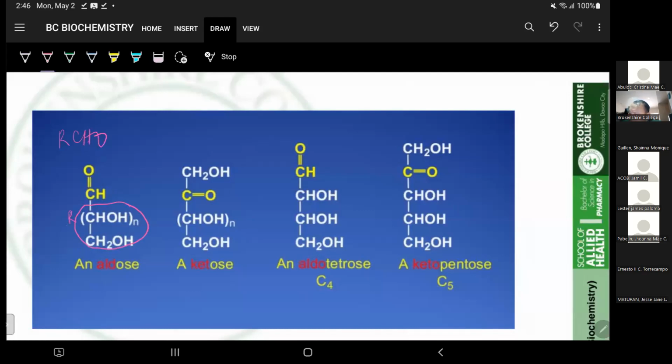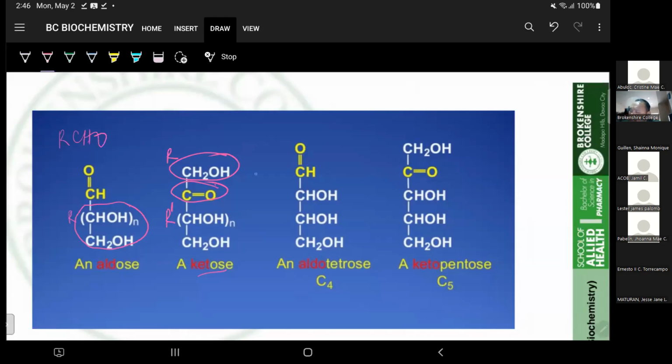On the other hand, it's your ketose, R C double bond O R. This is your first R, this is your C double bond O, and then this is your other R. Do you get it, students? Yes, professor. So that is how we distinguish the structure of a ketose and an aldose.